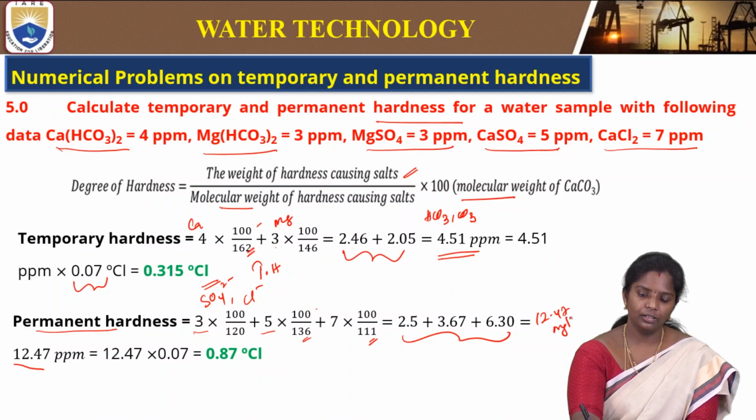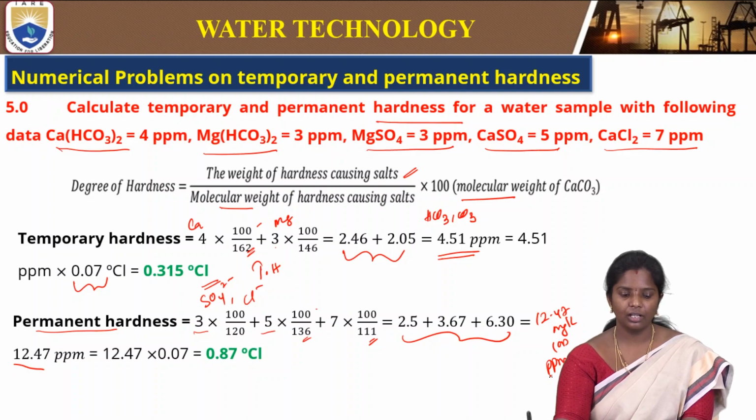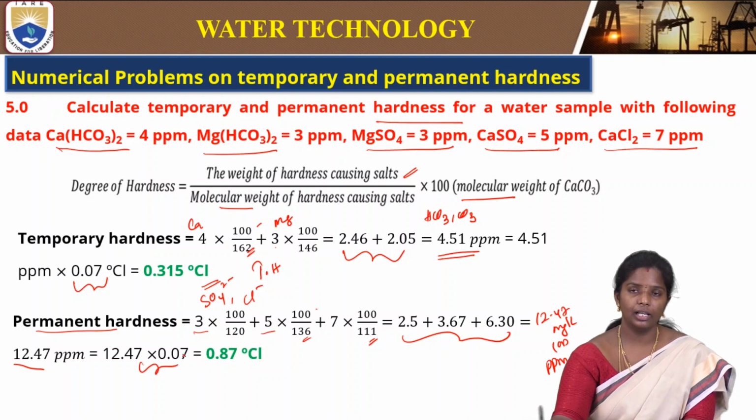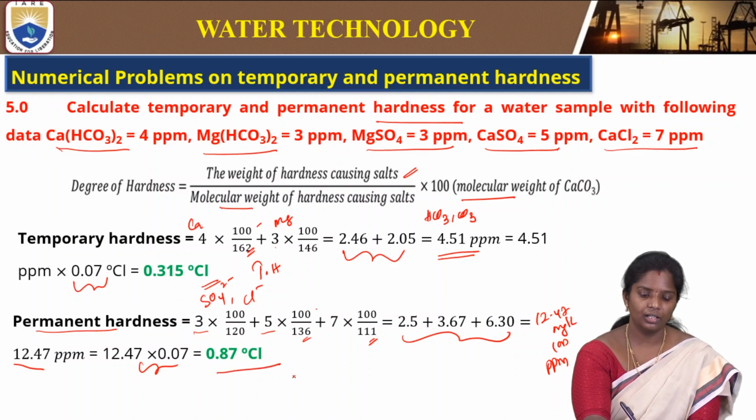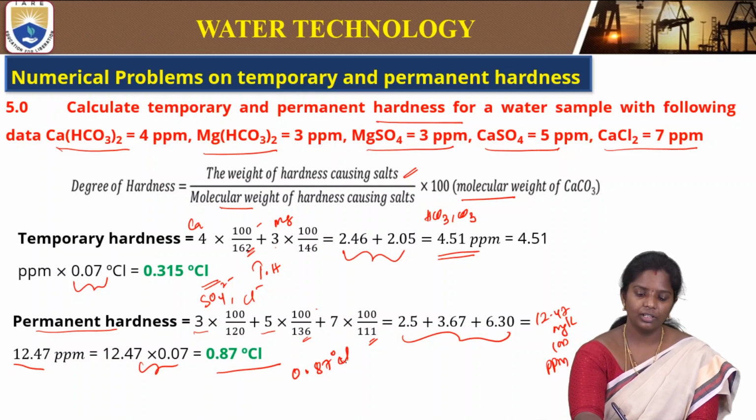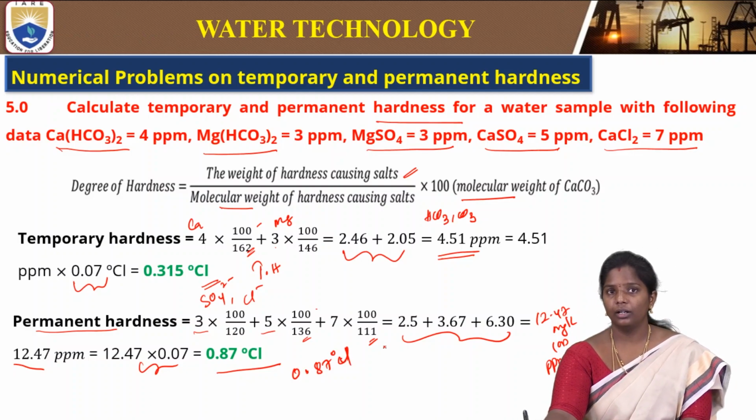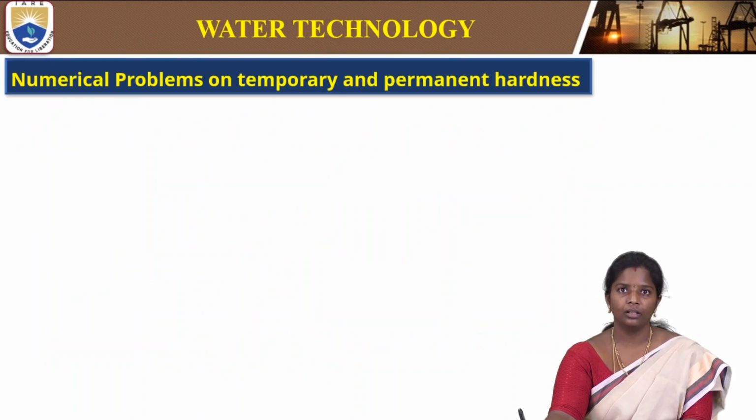12.47 mg per liter or ppm, parts per million. After that we have to convert into degree Clark. So that is multiplied with 0.07 and we get 0.87 degree Clark. So this sample has very low hardness, of course, but still we require treatment and also boiling before its usage in any of the industries.